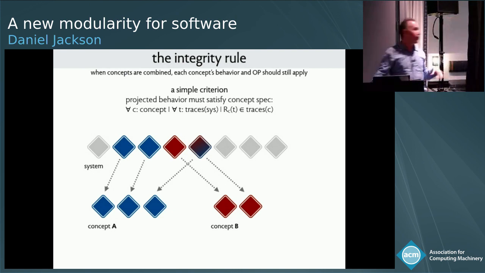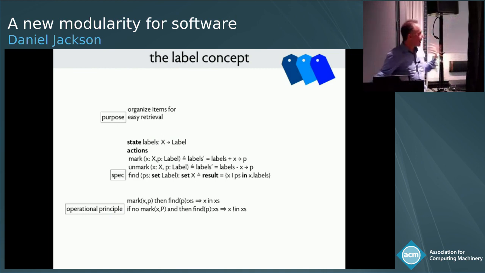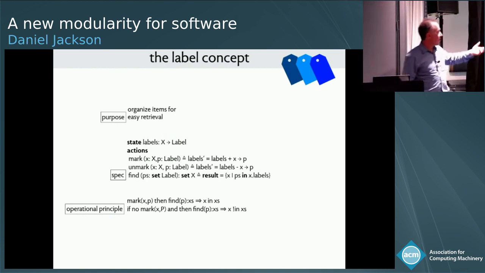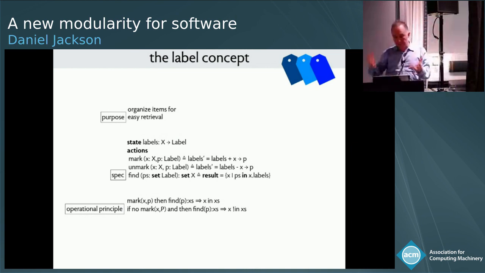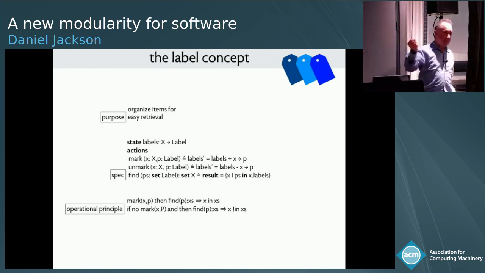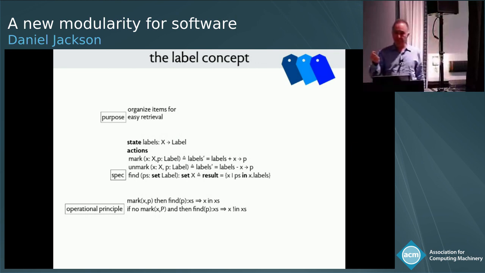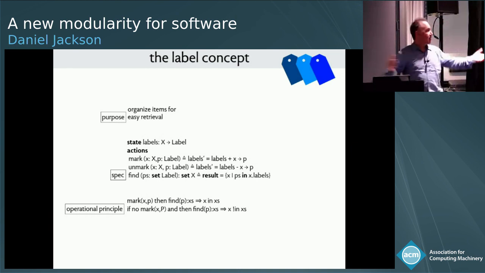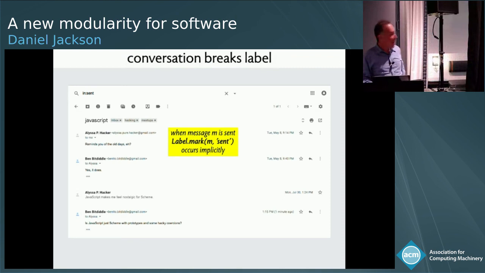So we could, for example, look at the label concept, and the label concept says that I've got actions like mark and unmark and find, and its operational principle says if you mark a message with a label and then you find that label, you should get that message. And if you don't mark a message with a label and you do a find on that label, you should not get that message. So this is a completely trivial and obvious specification for label, but of course it's violated once it's brought together with conversation.